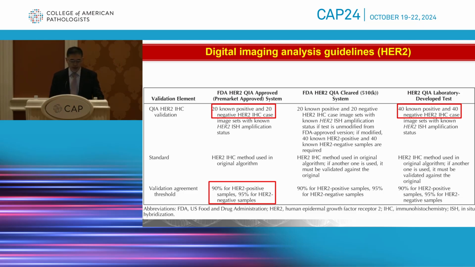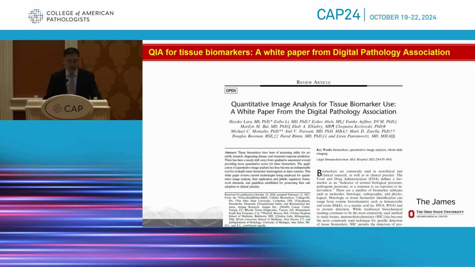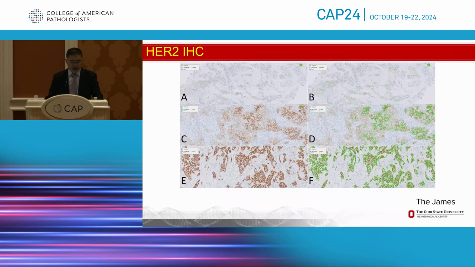So this was from CAP. At DPA, we also published a white paper with recommendations for quantitative imaging analysis of biomarkers, not only limited to HER2. You can apply these considerations or recommendations to any tissue biomarkers using quantitative imaging analysis. I will give you some examples of biomarkers in breast pathology.